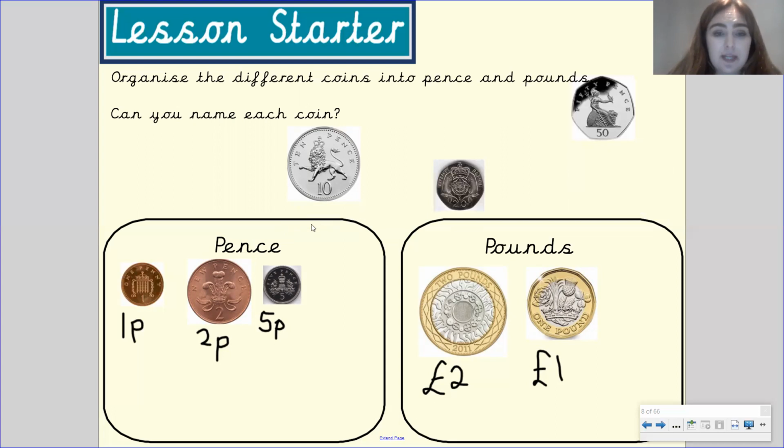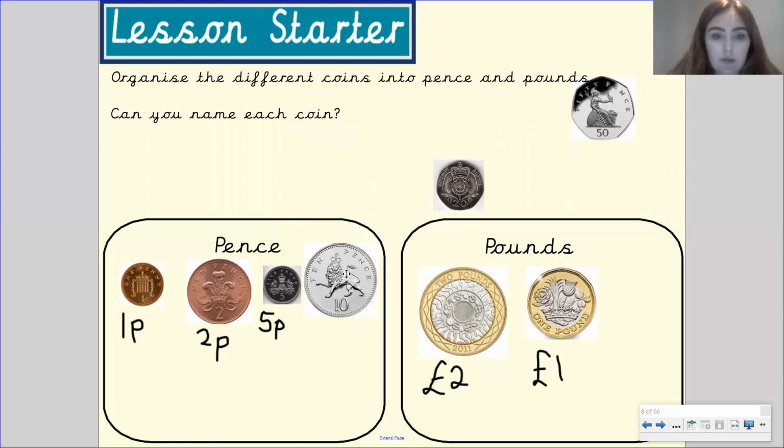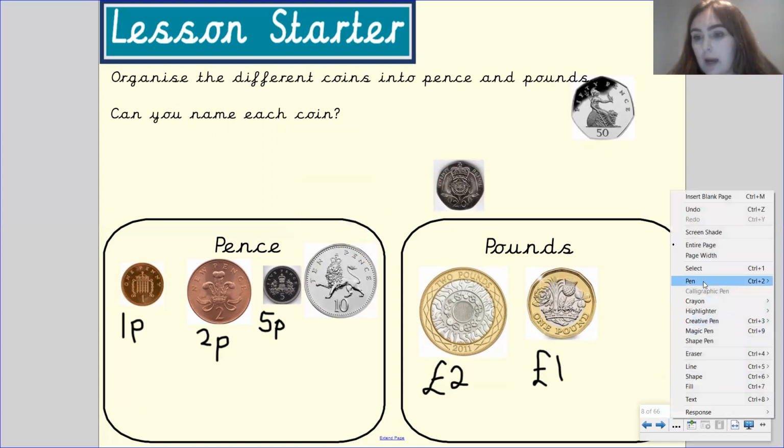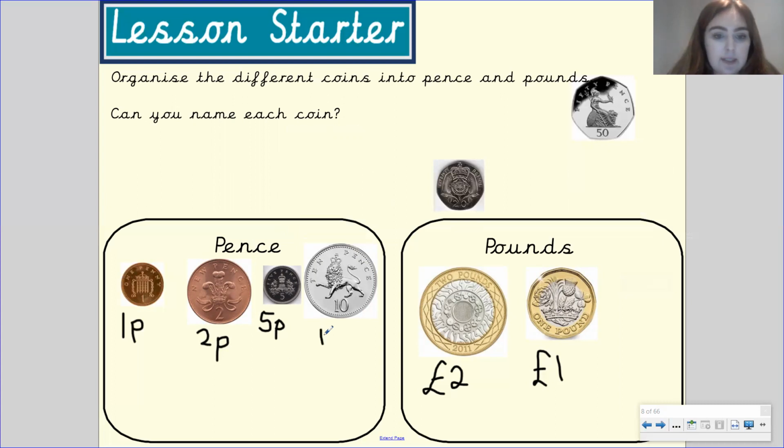Well done if you got it's 10 pence. So you can see the 10 here, and then just above it here it says 10 pence. So it goes under our pence column, and then the way we write it is by doing a 10 and a P.